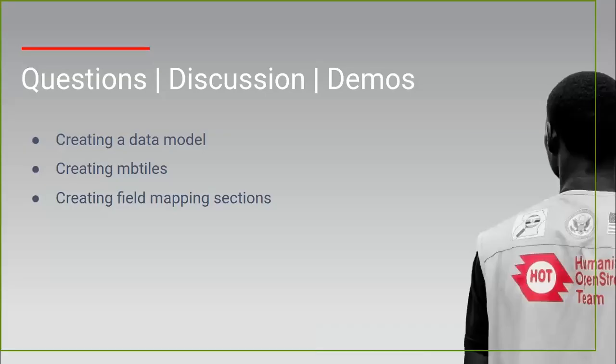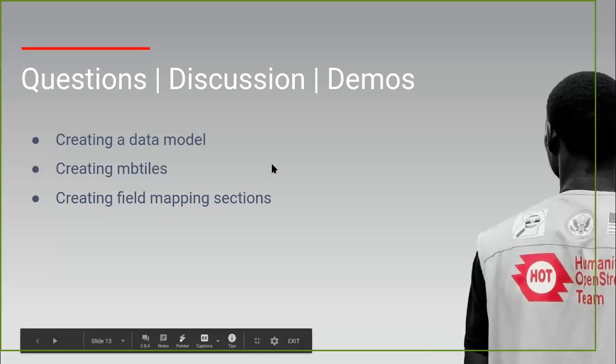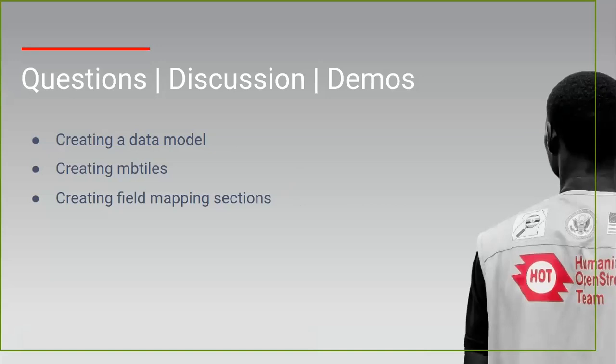At this point, if you have any questions, maybe we can take them, but I would like to go into showing you how, say, a data model can be created. And we will look at creating Amenity House and creating field mapping sections, because if you have an area of the city that you're going to be mapping, it's really important to divide it out into smaller sections that will be manageable by 2 to 3 mappers in a day.